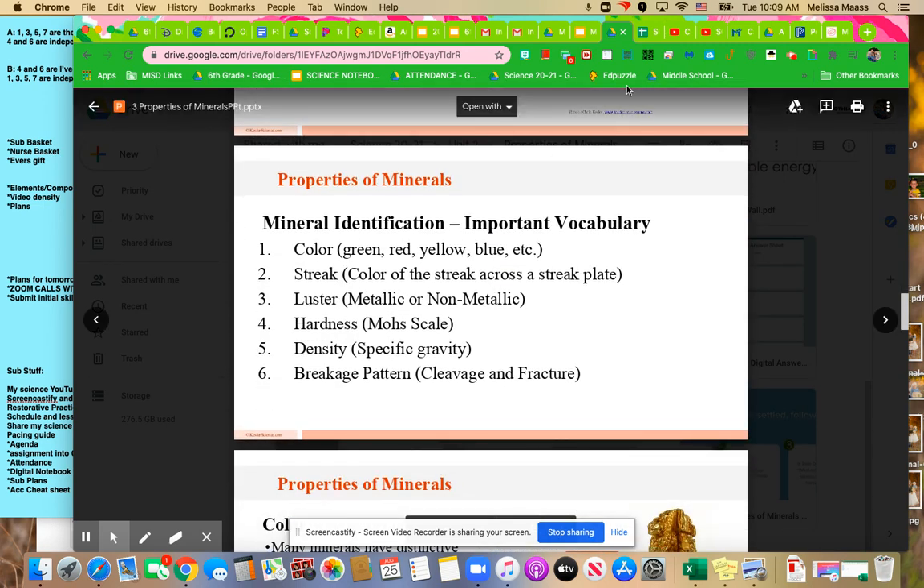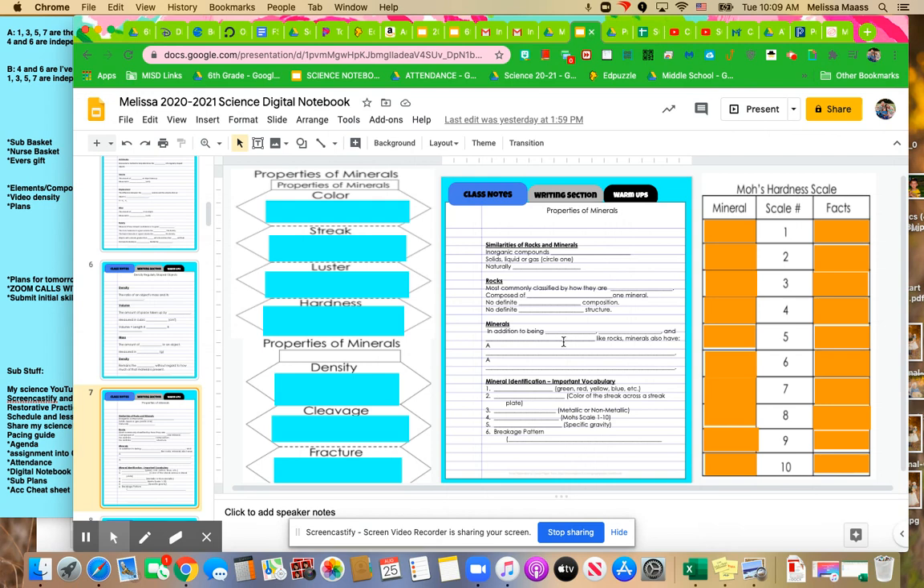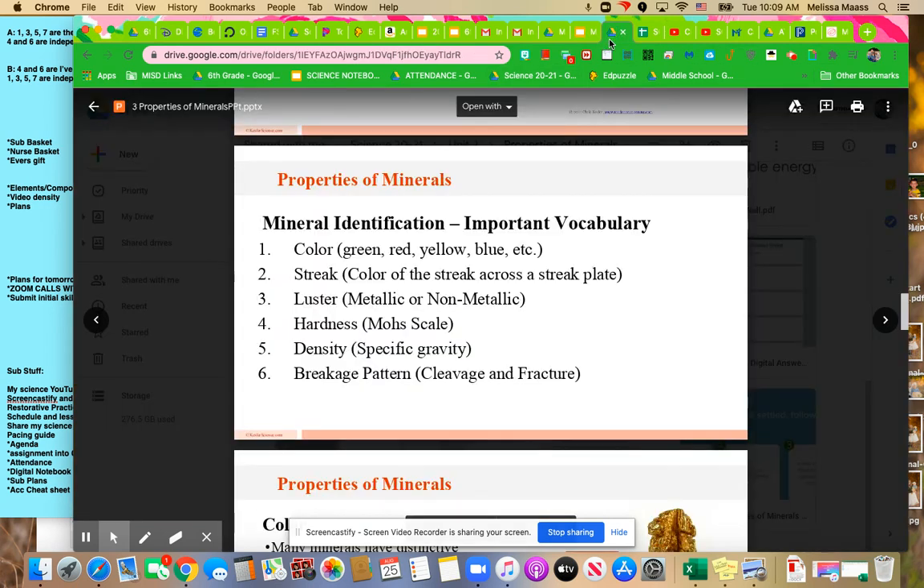So how we identify minerals, some important vocabulary, and it's in this section here on this page that we're looking at. We know that we can identify a mineral by its color. Now, there are over 4,000, 5,000 minerals out there on Earth, so we don't just identify minerals based on one property. We need to identify minerals based on a lot of different properties, okay? So color's one way, not the only way, because think about it. If there's over 4,000 or 5,000 different minerals, do you think there's only one mineral that's going to be blue? No, there's going to be many.